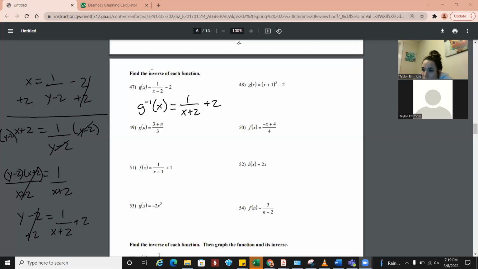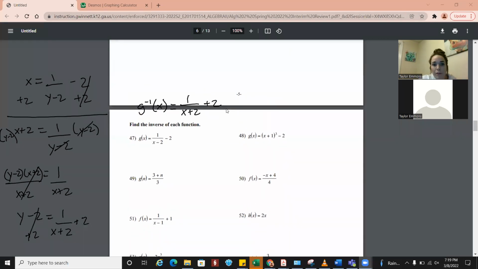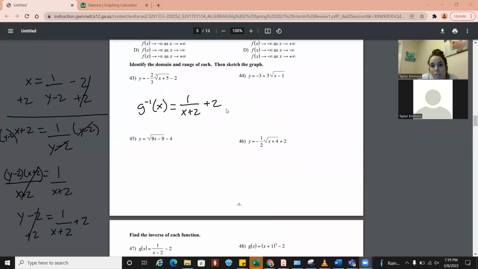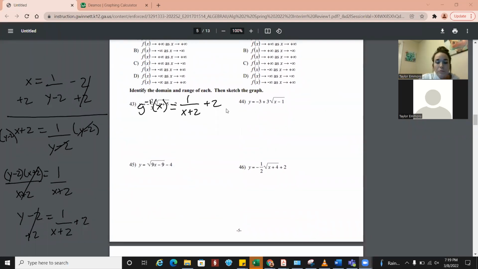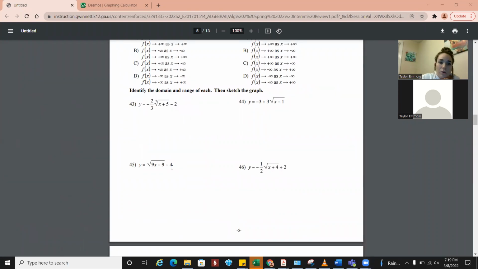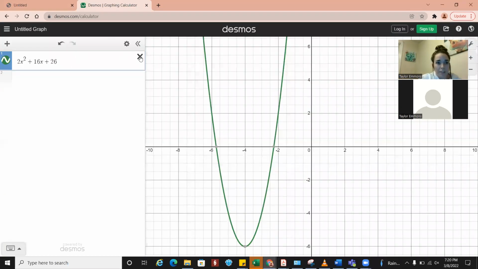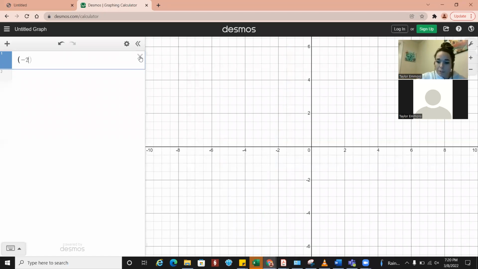Next one, I'm going to backtrack just a little bit. I'm going to do 43. Just like what I said earlier, I'm going through in the order that I got y'all's requests. All right, so on this one, we're going to identify the domain and range. Best way to do this is to plug it into your calculator first. So we're going to go in here and type -2/3.